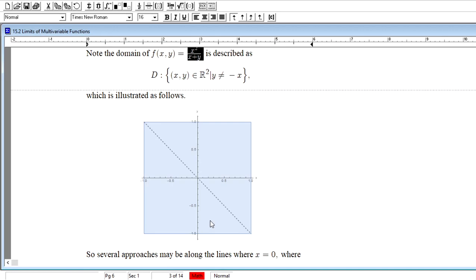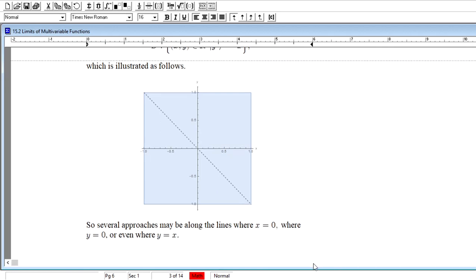We're going to look at the value of the limit for several of those approaches. Start with some linears, some of the simple cases, where x equals 0, where y equals 0, and where y equals x. Those are our first three fundamental approaches.